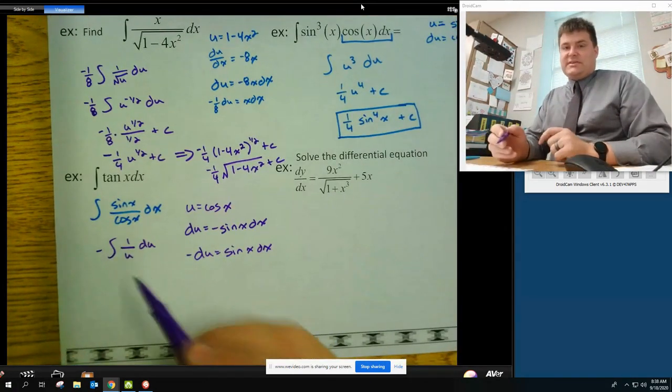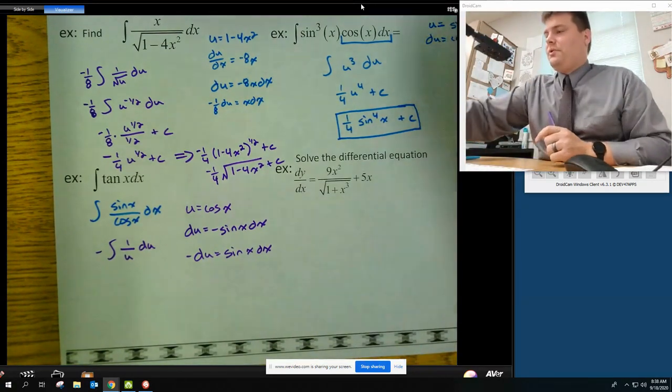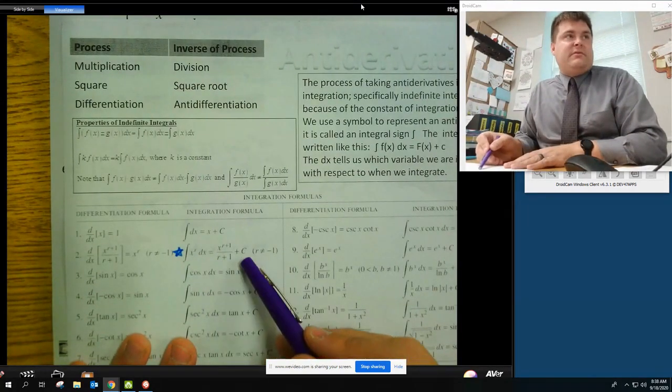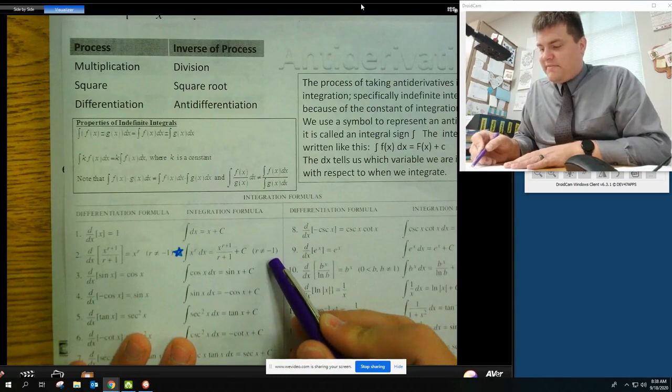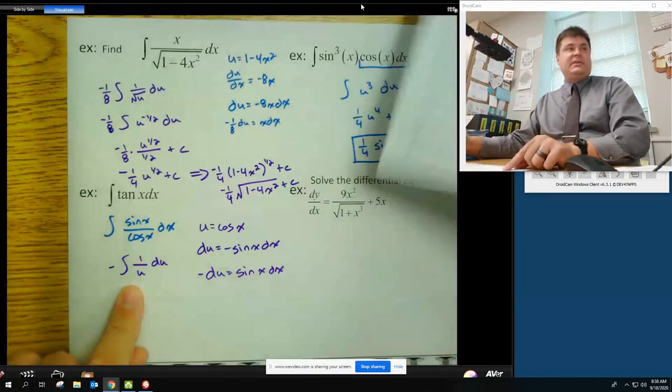Now I'm ready to take the antiderivative of this. I know what you're thinking. Oh, just do that reverse power rule. I'll show you something real quick. You can't do the reverse power rule when the exponent is equal to -1. In this case, this exponent is equal to -1.